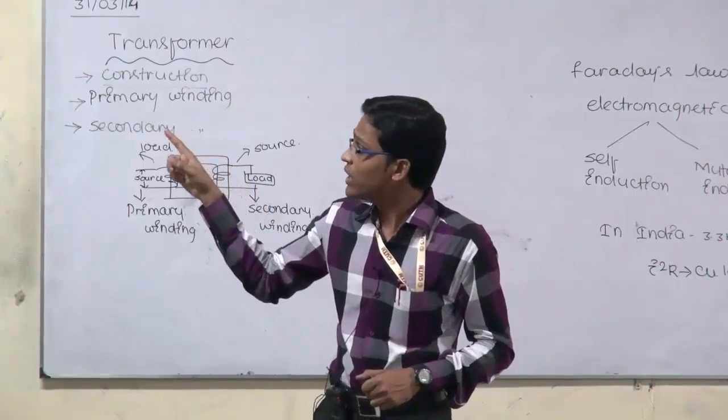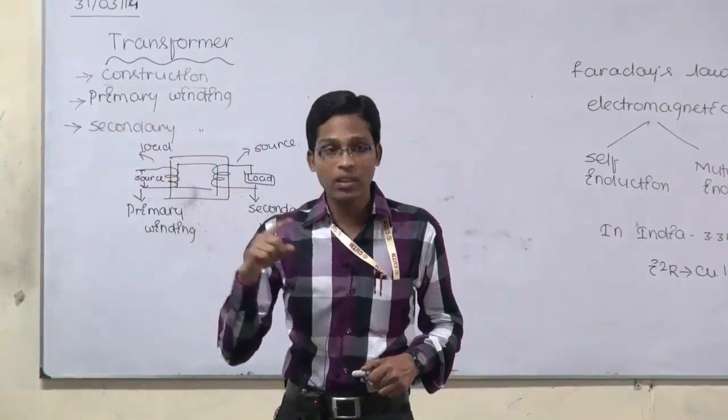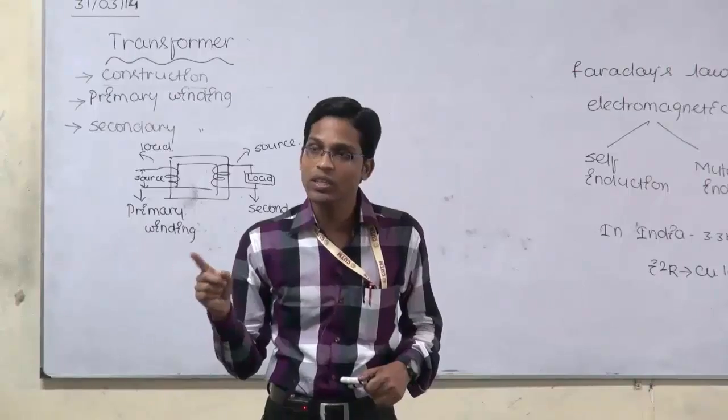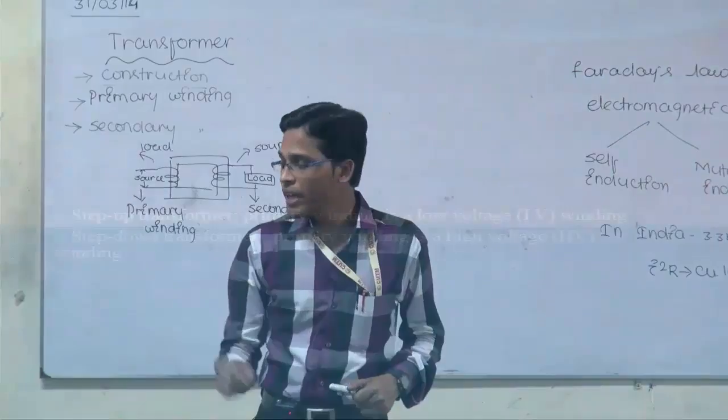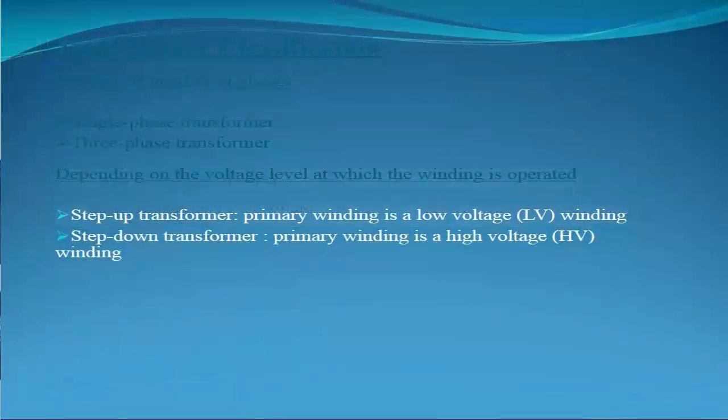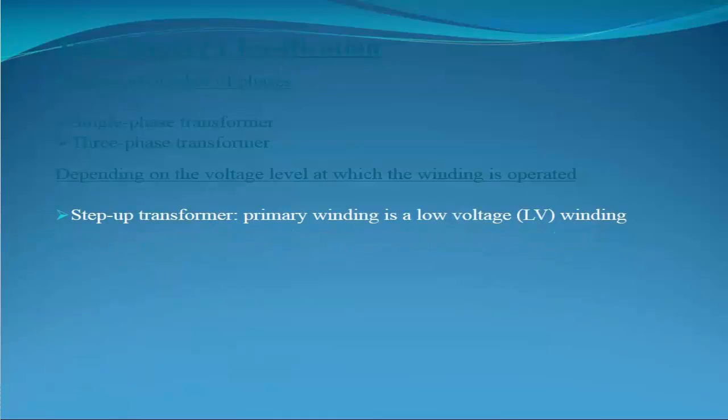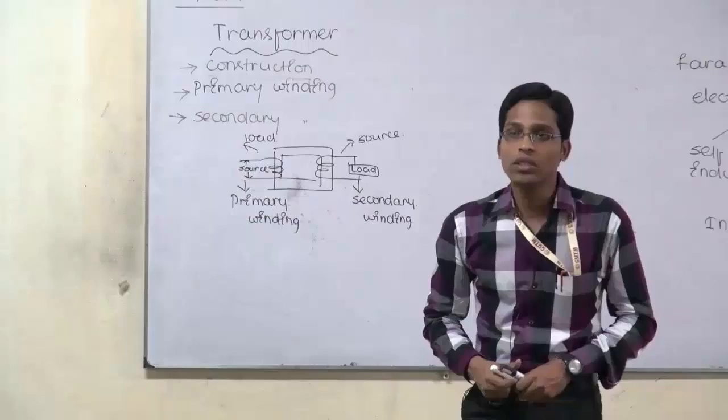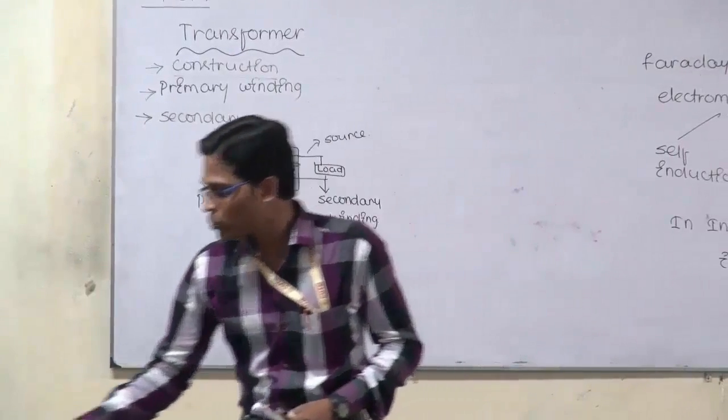the first point is the voltage level, that means either it increases the voltage or decreases the voltage. Depending upon that, the transformer can be called a step-up transformer or a step-down transformer. In a step-up transformer, as it is written, the primary winding is the low voltage winding. That means, in this case, let me go through the diagrams.